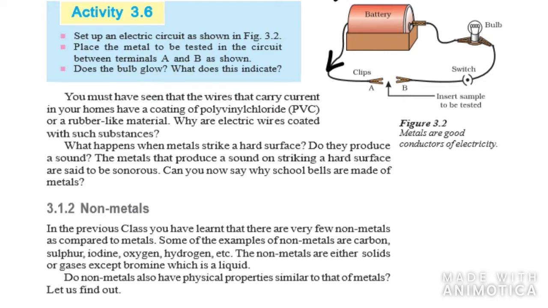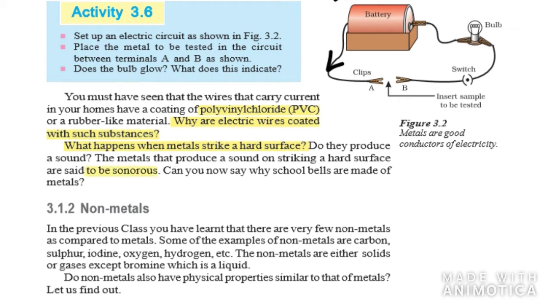Now in this we have a very important question. As you know, electric wires are coated with substances like PVC. Why are they coated with PVC? Because PVC is a bad conductor of electricity. So they make a covering of PVC or a rubber-like material so that one does not get a current. Now the second question it asks is, what happens when metal strikes a hard substance? It creates sound, and this property of metal is known as sonorous.